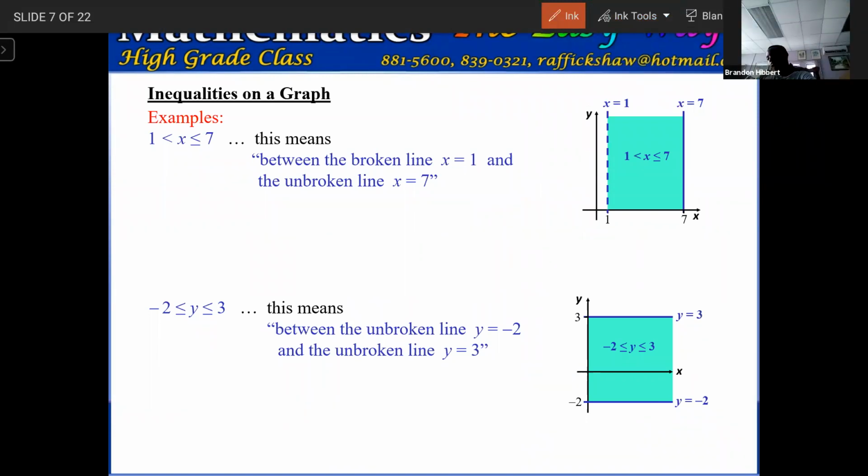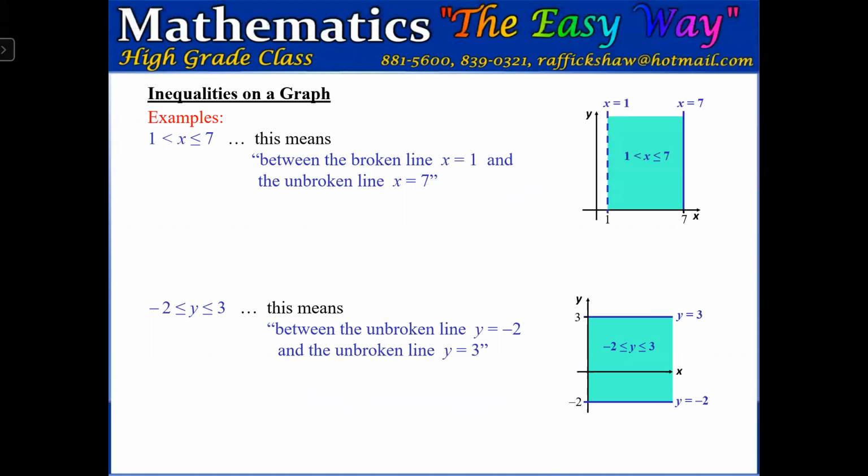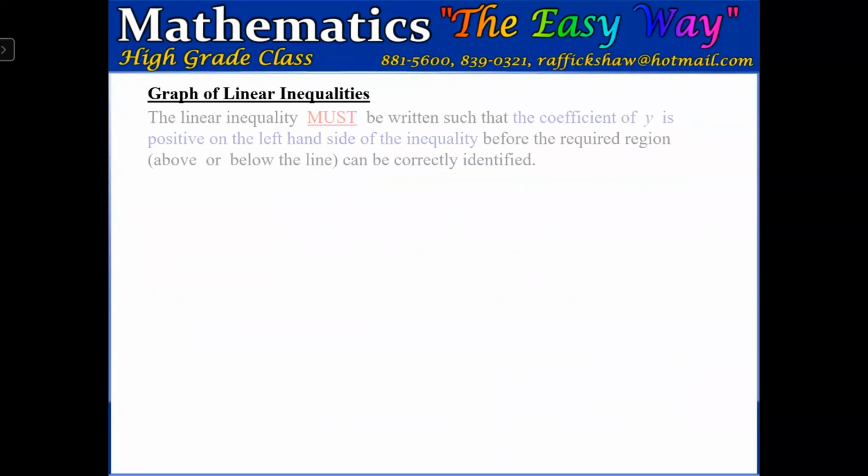All right, so we're going to put it all together now. So that's doing one line at a time. Next, I'm going to give you a combination of lines to represent at the same time on a graph, which we call simultaneous linear inequality. Before we get into that, we want to look at when the greater than means above and so forth. Let's deal with that first. All right, so graph of linear inequality.